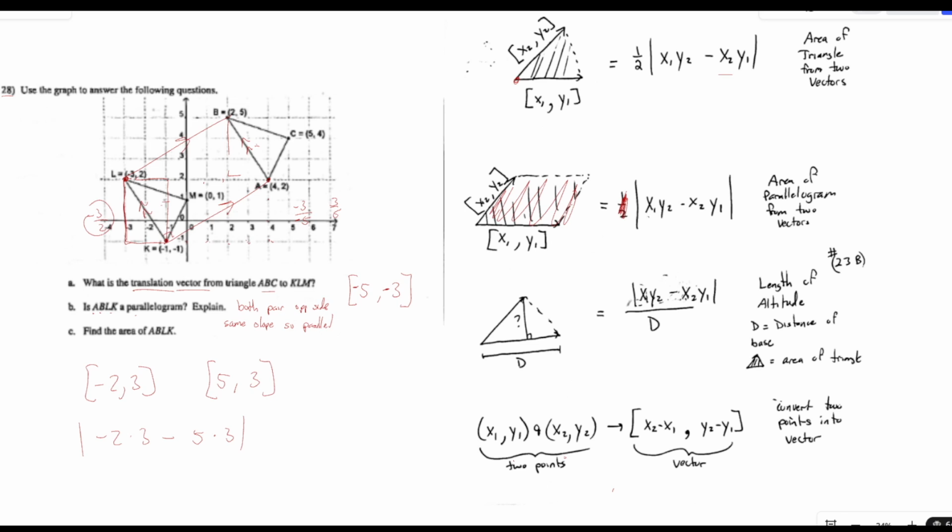Negative 2, 3, 5, 3. Okay. And no 1/2. That was a mistake. So it looks like I just get 21 units squared. So I'm going to do a little visual spot check on this and just see if it looks like there's 21 of these blocks. Approximately. So 1, 2, 3, 4, 5, 6, 7, 8, 9, 10, 11, 12, 13, 14, 15, 16. Close enough for me.